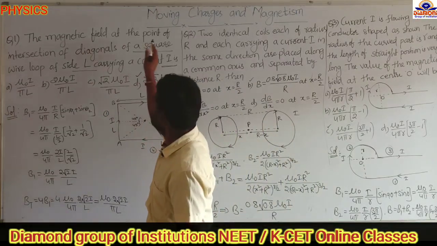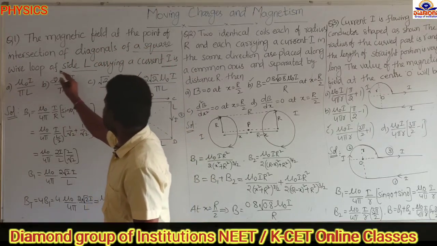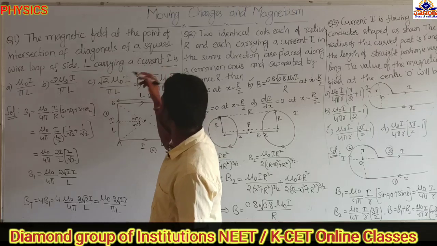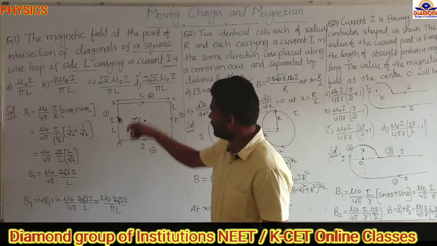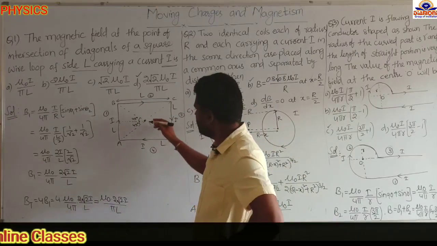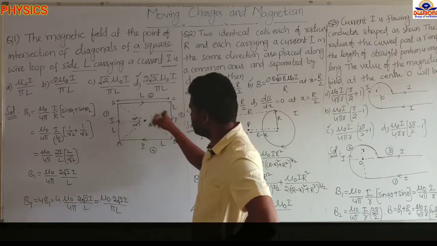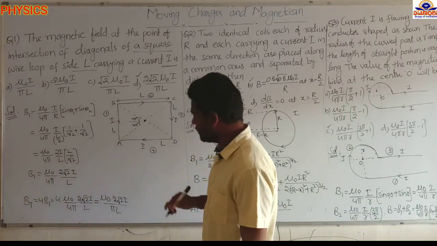The magnetic field at the point of intersection of the diagonals of a square wire loop of side L carrying current I. So the square wire has side L and carries a current I. They are asking for the magnetic field at the intersection point of the diagonals. So at this point we have to find the magnetic field.